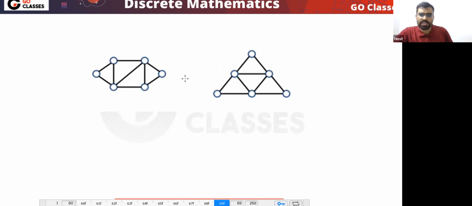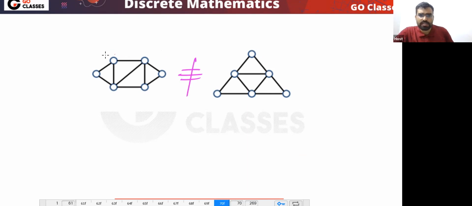Okay. Next, what about these two? Are they isomorphic or not? These two graphs, are they isomorphic? These two, check them. Are they isomorphic? These are actually not isomorphic. And what is the reason? The reason is actually very simple.